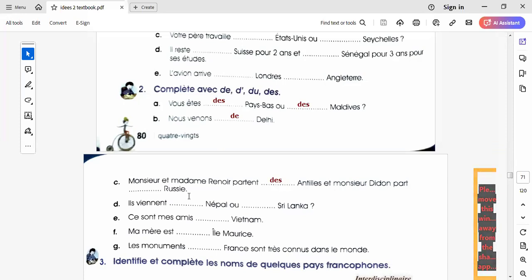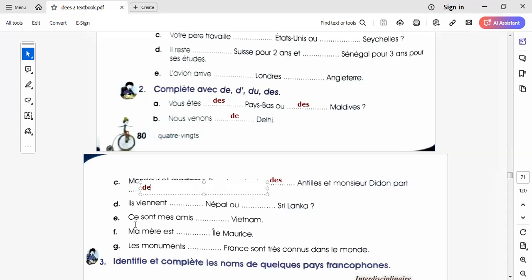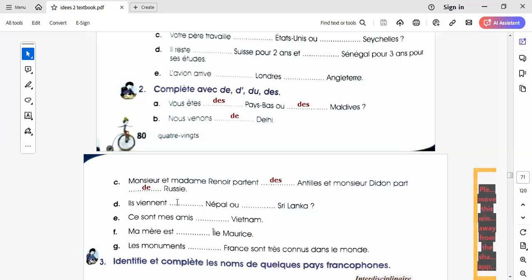Et Monsieur Dendo partent dash Russie. This is feminine. So the answer will be de. Feminine countries we write de. Ils viennent dash Népal. They are coming from Nepal. Nepal is masculine, so it is du. Dash Sri Lanka. Sri Lanka is also masculine, so du. Ce sont mes amis dash Vietnam. These are my friends from Vietnam. And Vietnam is also masculine, so we write du. Not ending with E, and it is not an exception.